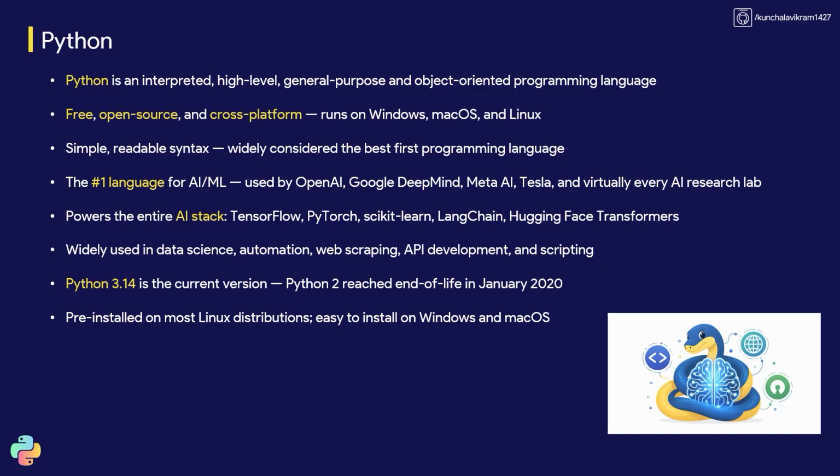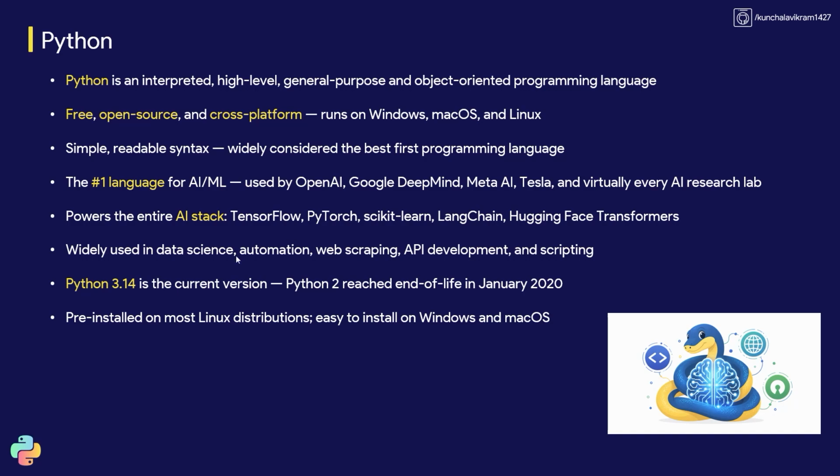One of Python's biggest strengths is its simple, readable syntax. It is widely considered the best first programming language for beginners, but it is also the number one language for AI and machine learning. Organizations like OpenAI, Google DeepMind, Meta AI, and Tesla all rely heavily on Python. It powers the entire AI stack like TensorFlow, PyTorch, scikit-learn, LangChain, Hugging Face transformers. All of these are Python based. Beyond AI, Python is also widely used in data science, automation, web scraping, API development, and basically to automate anything.